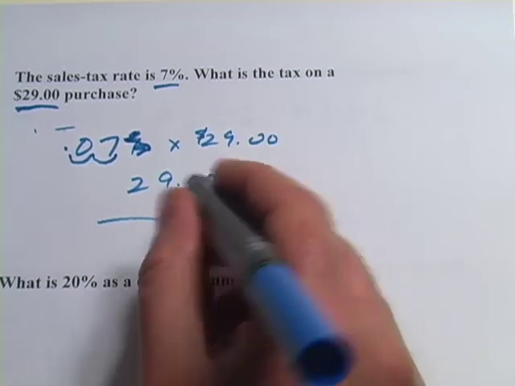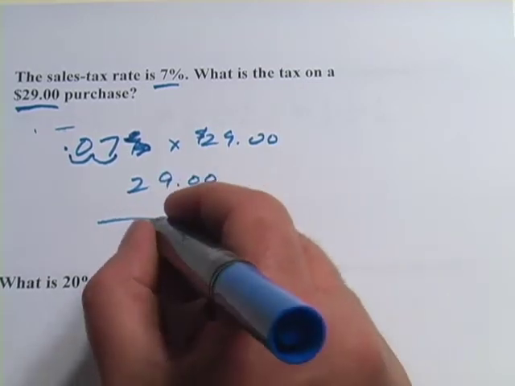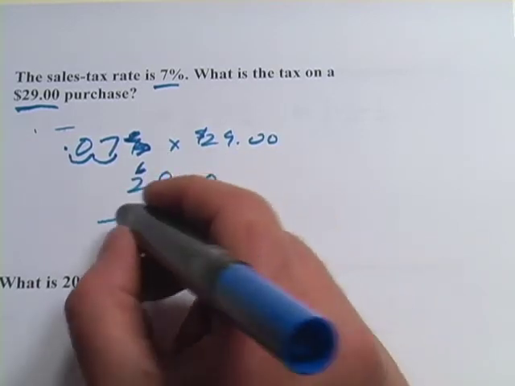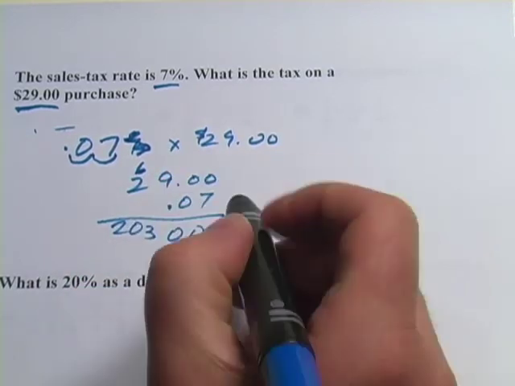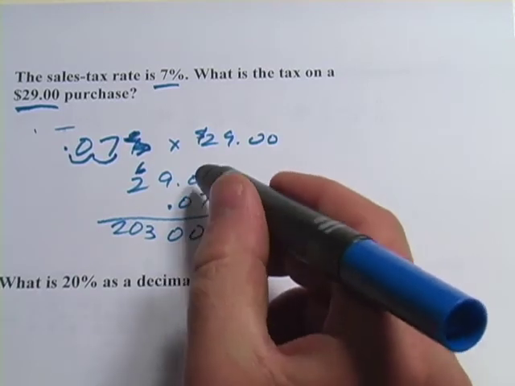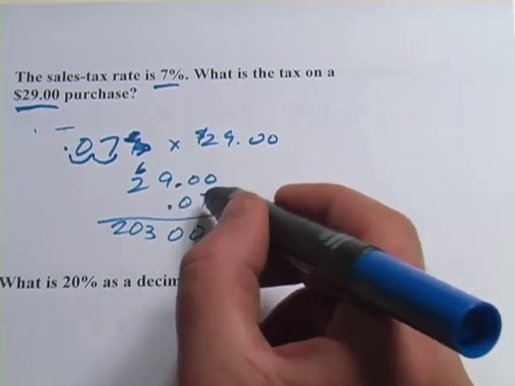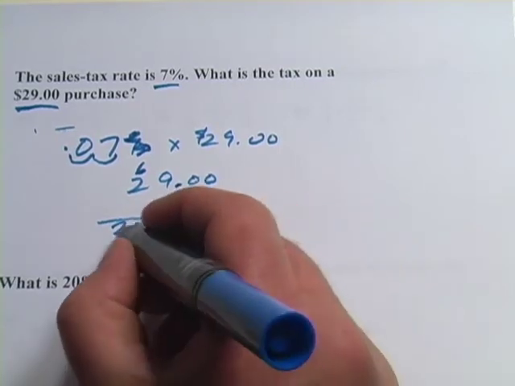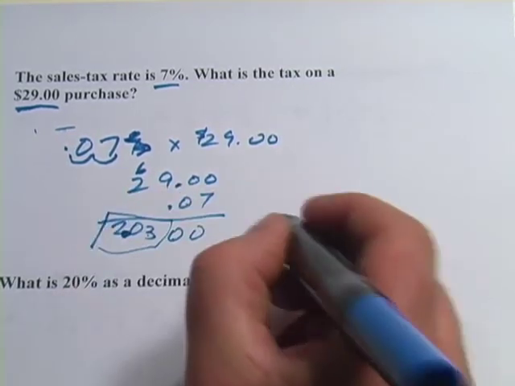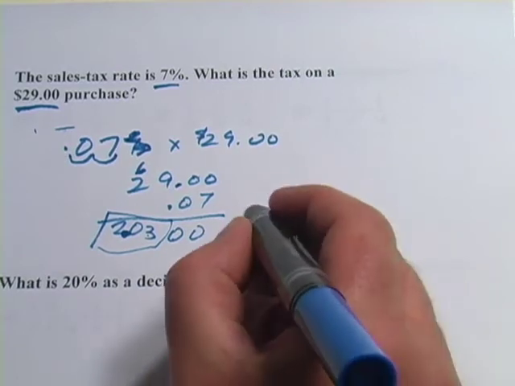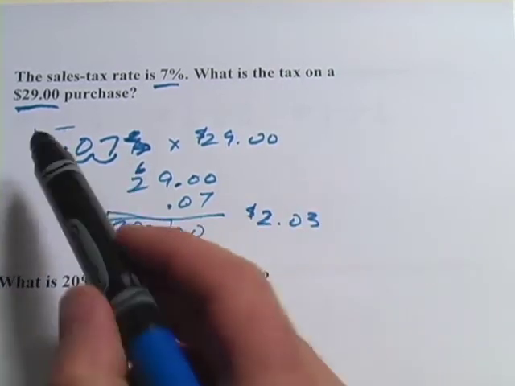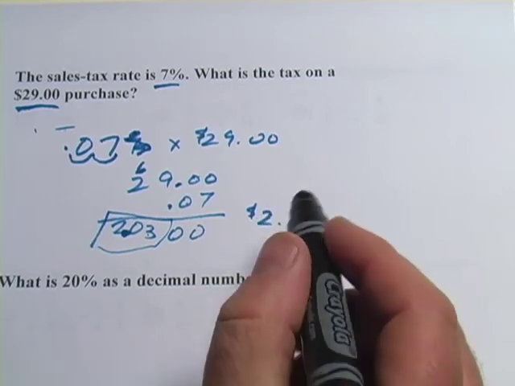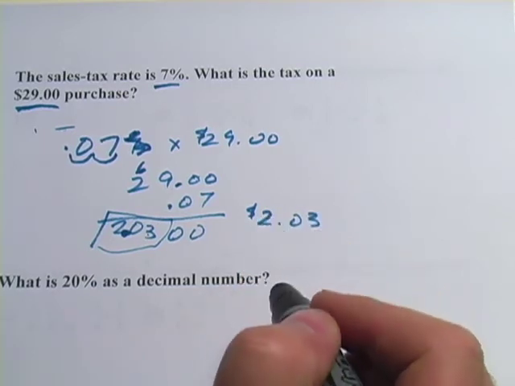7 times 0 is 0, 7 times 0 is 0, 7 times 9 is 63, 7 times 2 is 14, plus 6 is 20. And then where to put the decimal point? We have 1, 2, 3, 4 digits behind the decimal place. So it looks like the tax here is going to be $2.03. So the total cost is going to be $31.03. So if you had $30.50 in your pocket, you're out of luck.